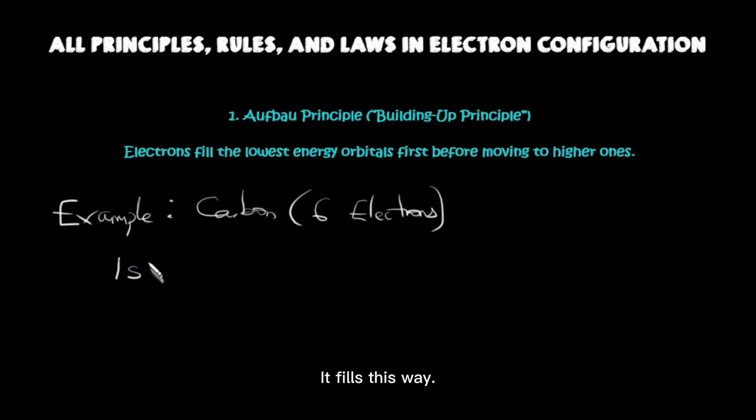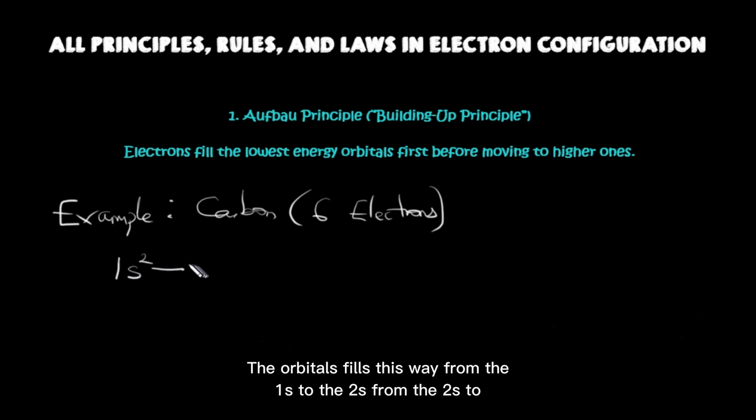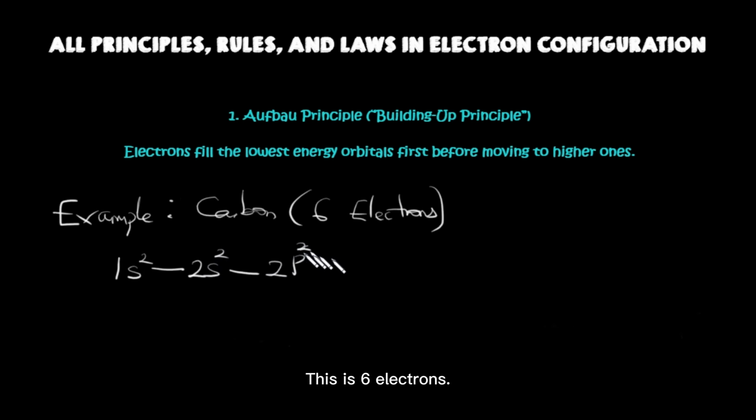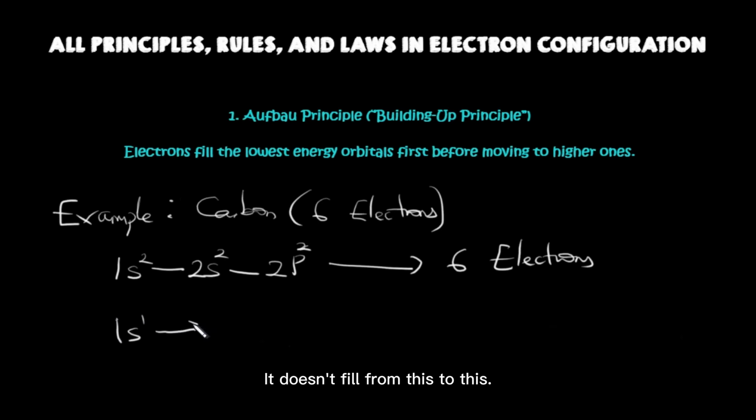The orbitals fill this way, from the 1s to the 2s, from the 2s to the 2p. This is 6 electrons. It doesn't fill like this. It doesn't fill from this to this.